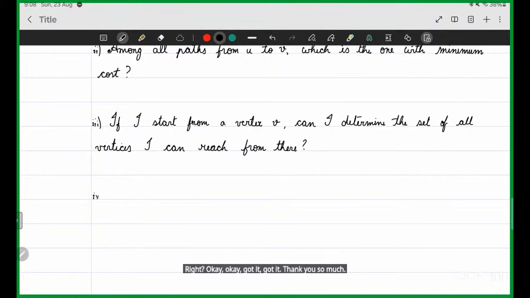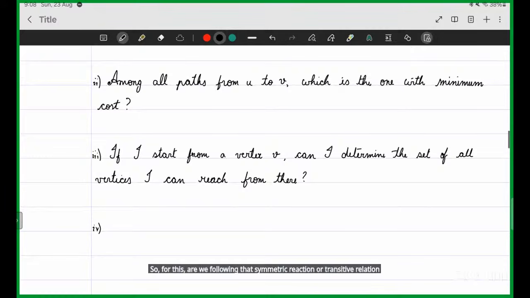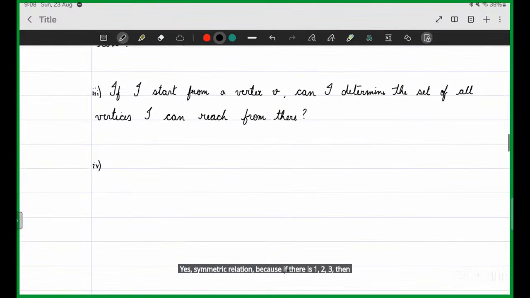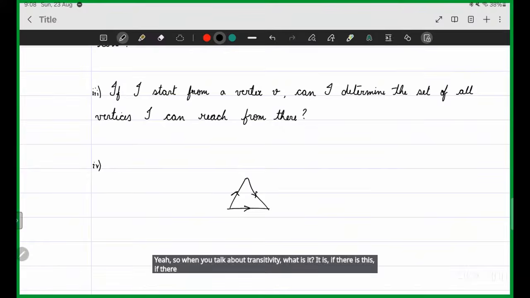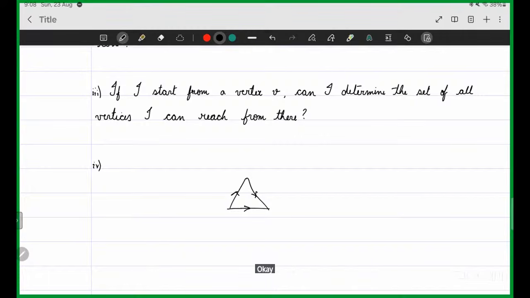So for this, are we following that symmetric relation or transitive relation? It's just the symmetry. In mathematics, yes, symmetric relation, because if there is 1, 2, then there must be 2, 1. So when you talk about transitivity, what is it? It is if there is this, and if there is this, there should be this also. That is not what we are talking about.